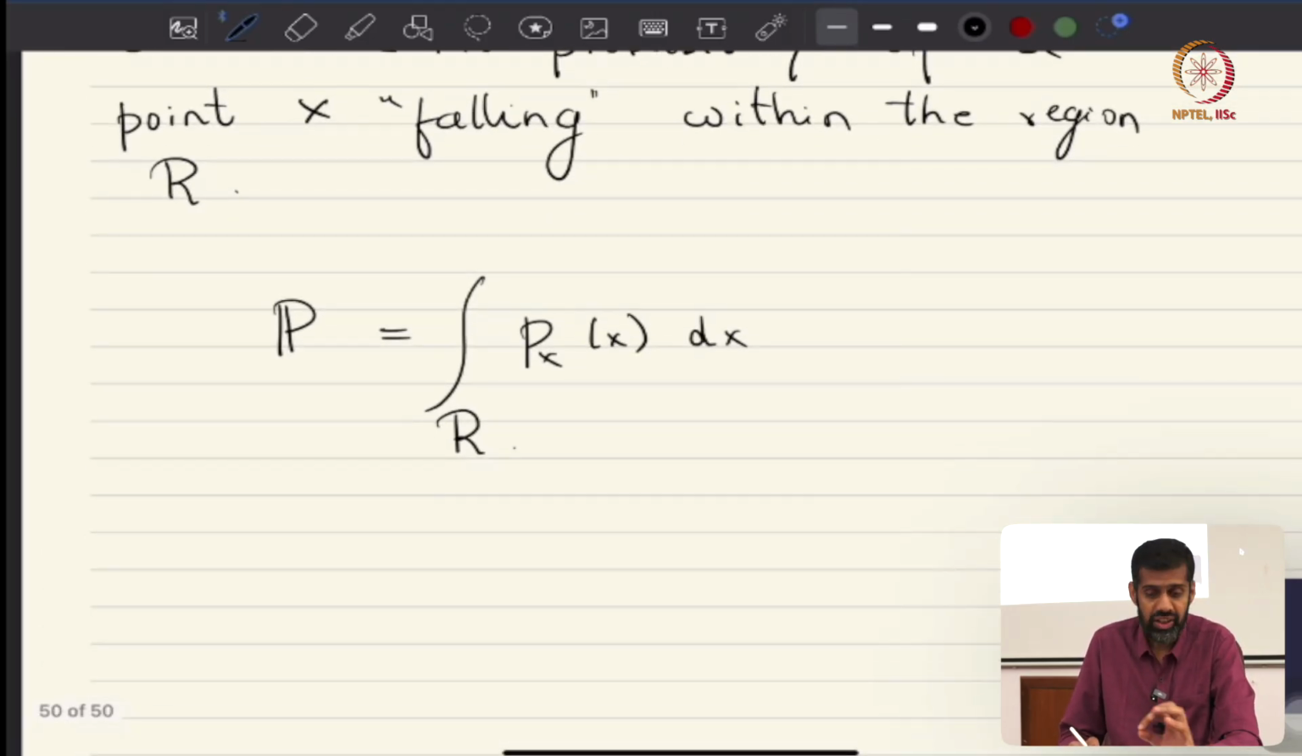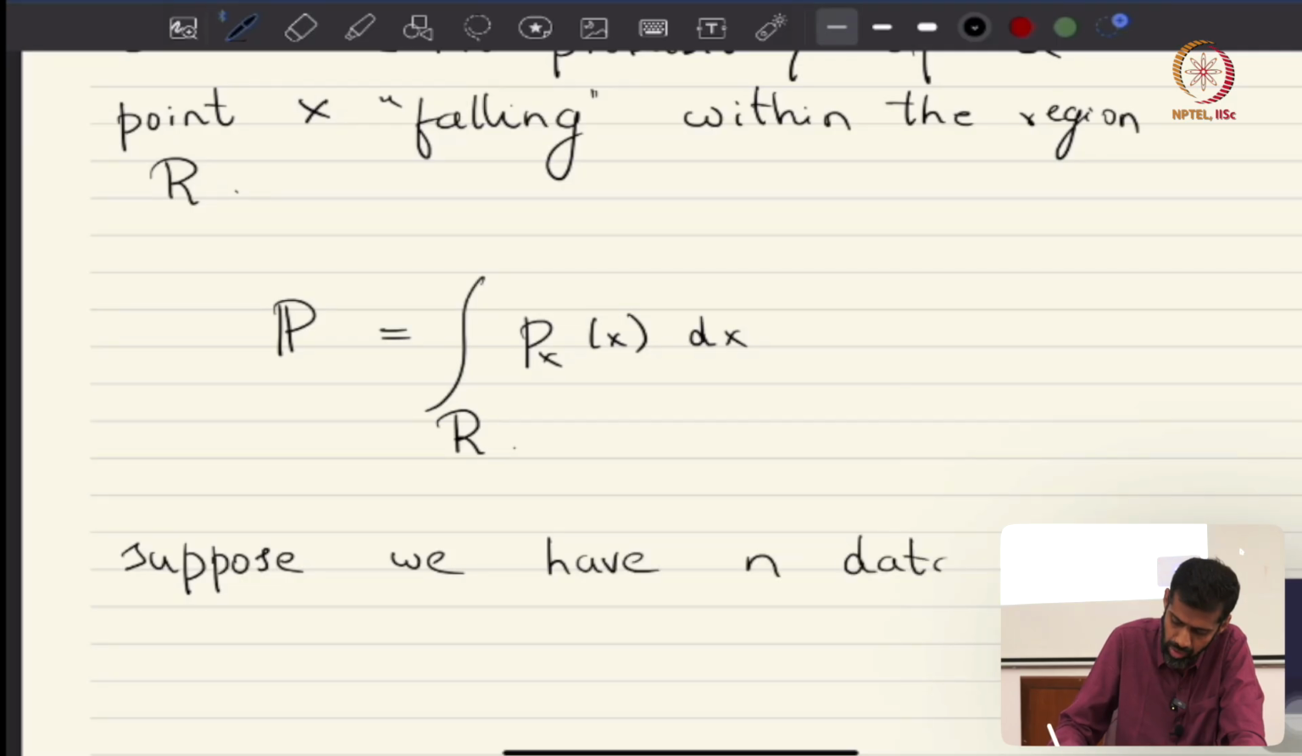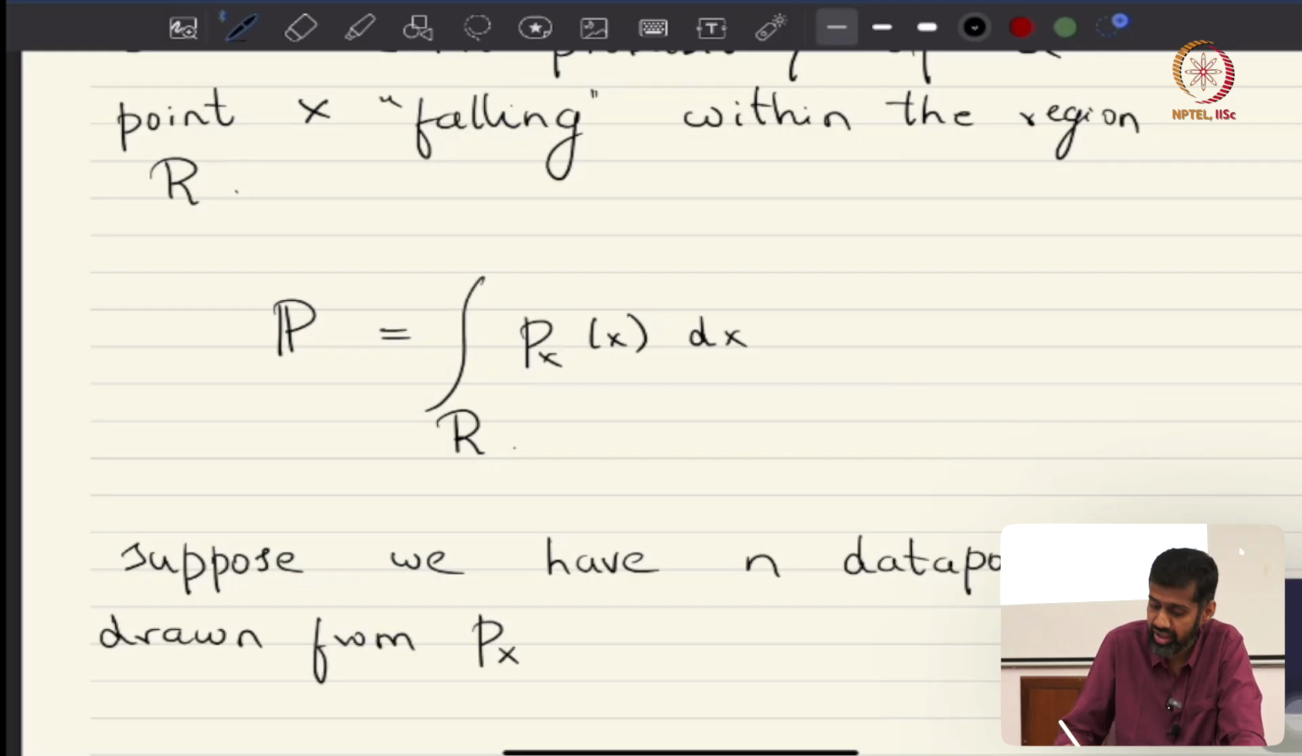Right. Now let us keep it at one hand. On the other hand, let us say that we have n data points. So suppose we have n data points in our data set, drawn from P of x. So they are all drawn IID, okay.